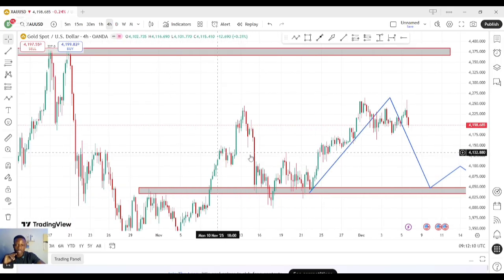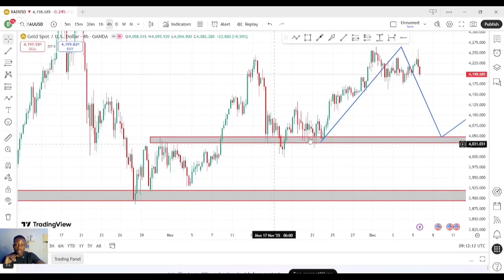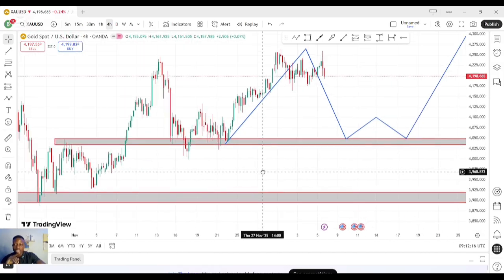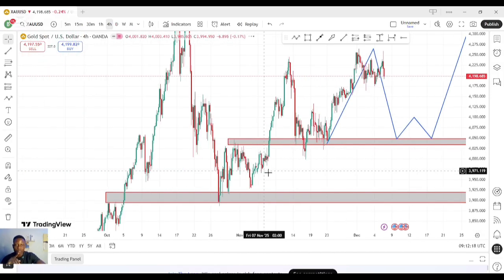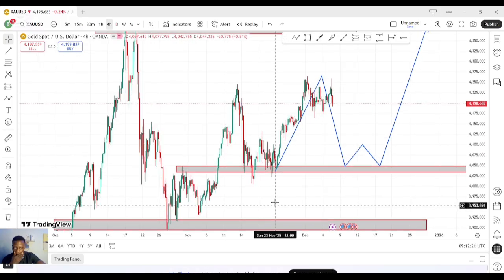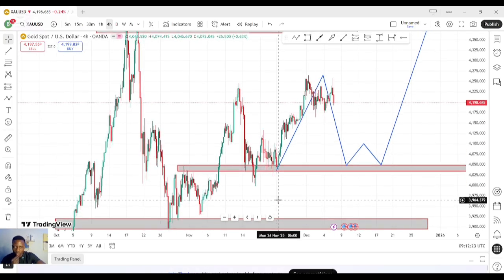So this is the 4-hour time frame. As you can see, this is the support level that we marked from the daily time frame, and it corresponds with the one on the 4-hour time frame. Then what exactly are you seeing on the 4-hour time frame?